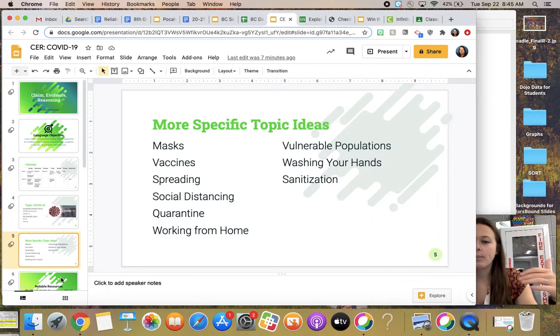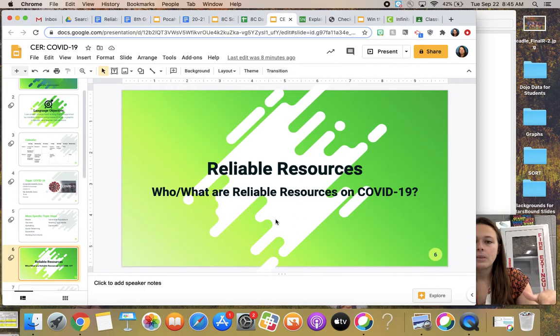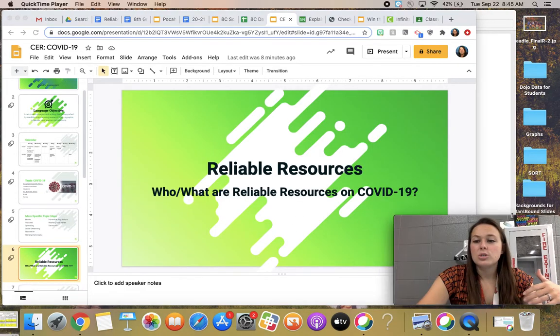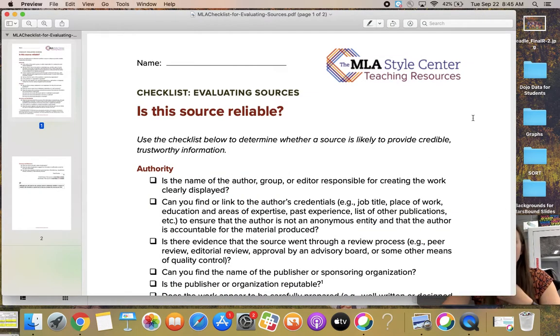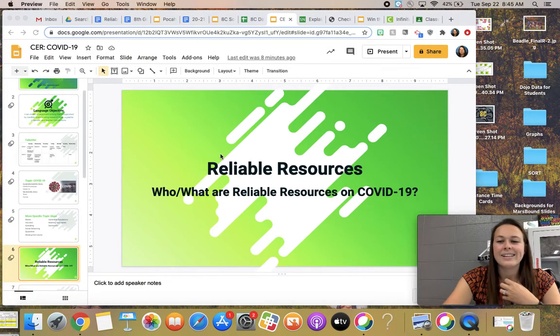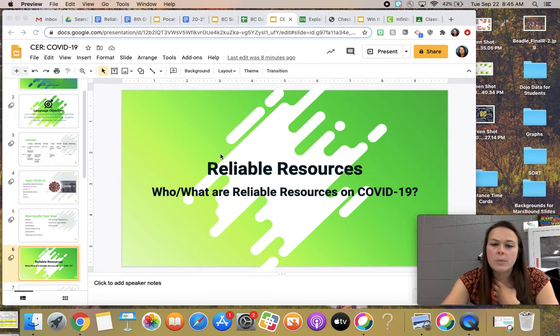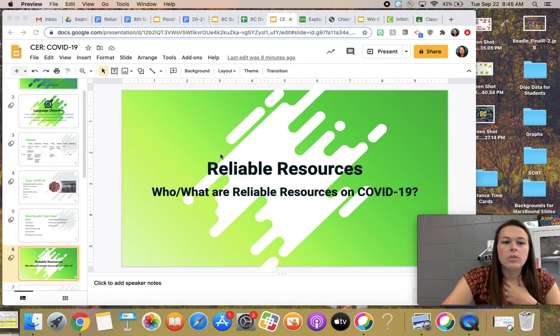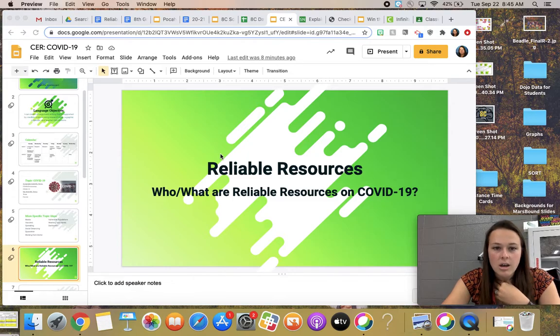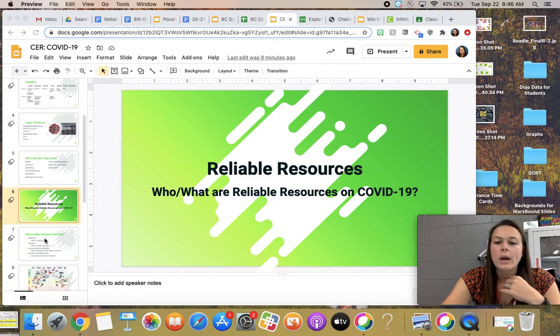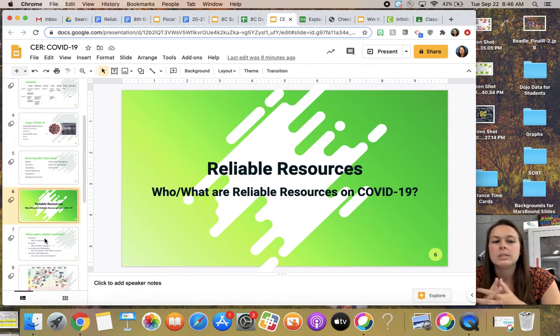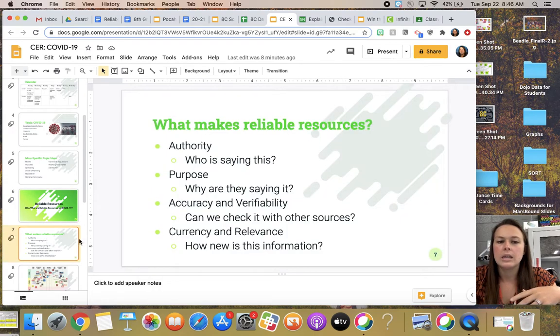Today we're going to start talking about what a reliable resource is and how we find them. With topics that are super current and super modern, we do have to check a little bit more, especially on issues that have made it to the political sphere. That is something that we need to be very cautious of. So there are a few different things. We're actually going to use a checklist, but in general, it comes down to these big four ideas.